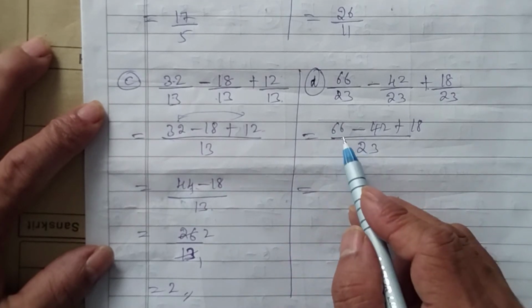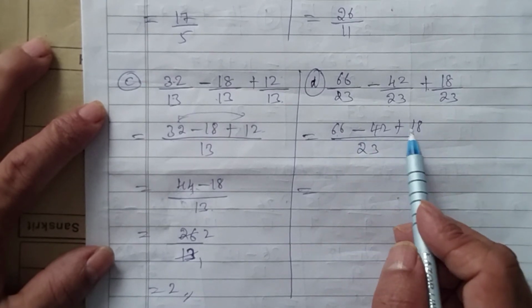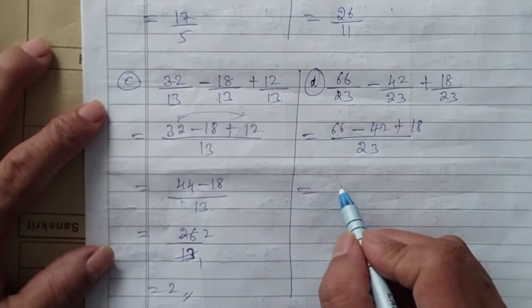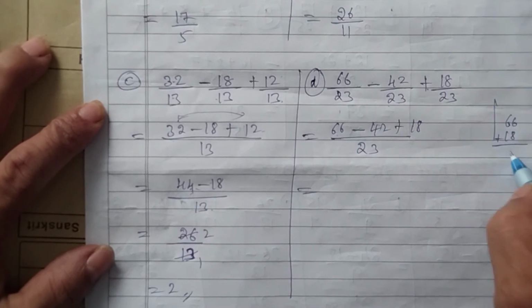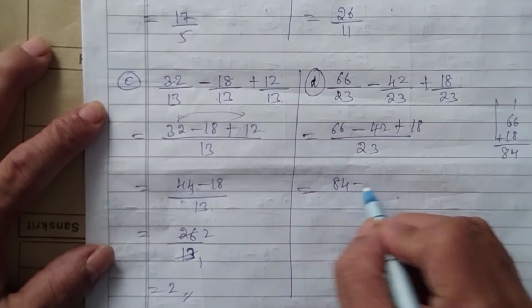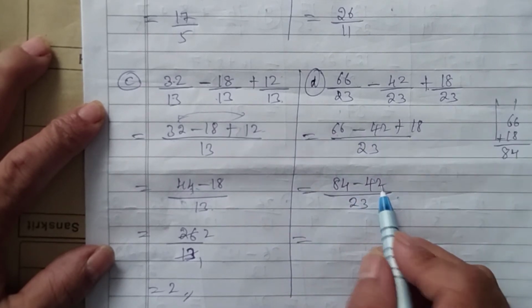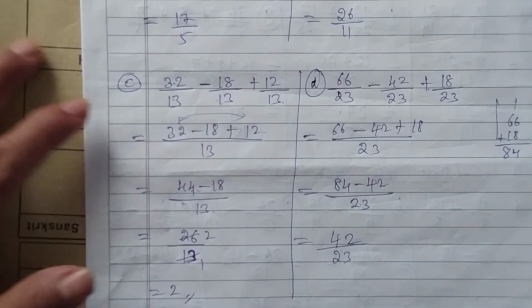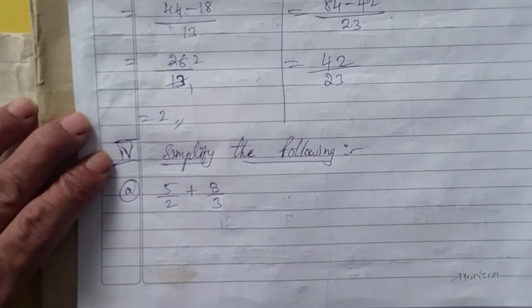Now you tell me, this plus value we have to add. 66 plus 18, 8 plus 6 is how much? 14, carry 1. 6 plus 1 is 7, 7 plus 1 is 8. Now from the 84 we have to subtract 42 and divide by 23. 4 minus 2 is 2 and 8 minus 4 is 4, and the denominator will be as it is. These are the 4 sums we have done in the simplification. Understood?